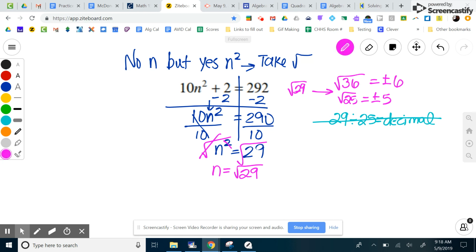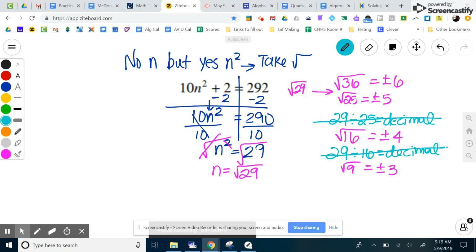So the next one down is the square root of 16, which is plus or minus 4. So I'm going to try 29 divided by 16. Again, that gives me a decimal, so that one doesn't matter. Next, I'm going to try the square root of 9, which is plus or minus 3. So I'm going to do 29 divided by 9. And again, that's a decimal. So I've got to keep going.